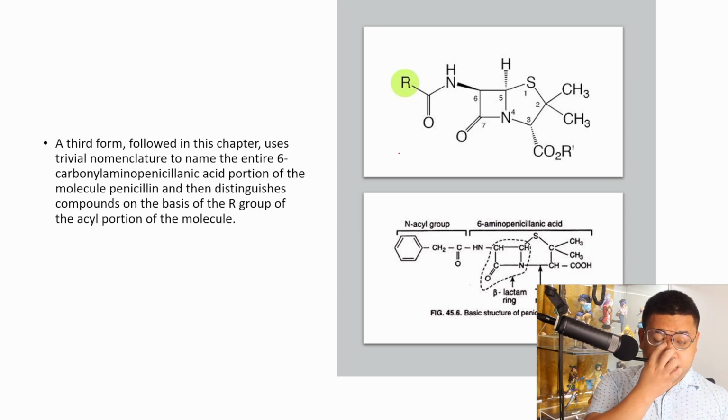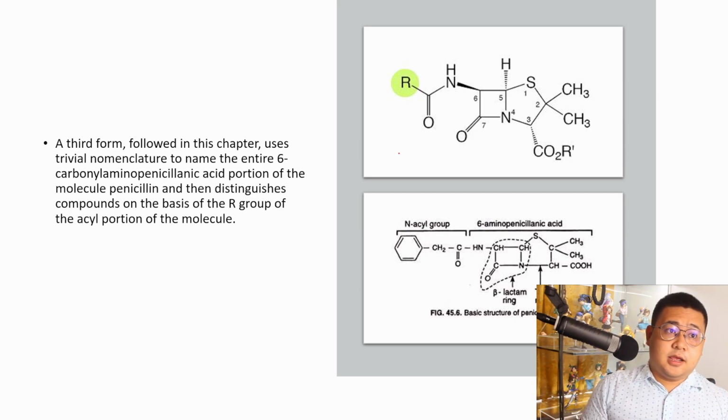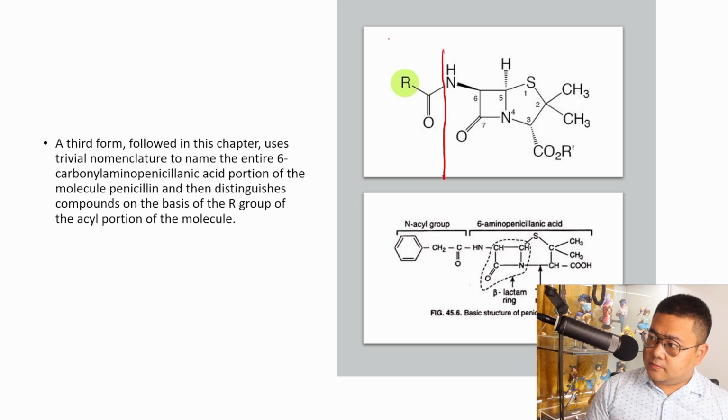And the third form, which we will be using across this lecture, uses the trivial nomenclature to name the entire 6-carbonyl amino penicillinic acid portion of the molecule penicillin. Then it only distinguishes compounds on the basis of the R group of the acyl portion of the molecule. So this structure right here, from here to here, can be divided into your N-acyl group, and this is your 6-aminopenicillinic acid.